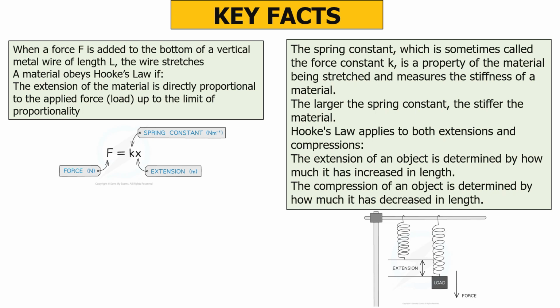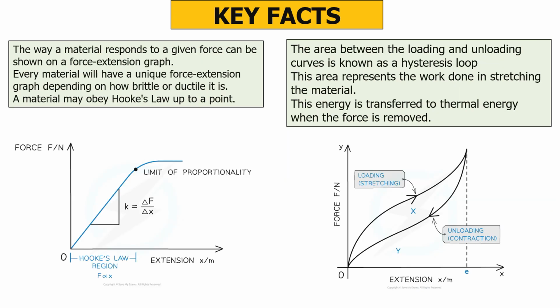The extension of an object is determined by how much it has increased in length. The compression of an object is determined by how much it has decreased in length. Now, the way a material responds to a given force can be shown on a force extension graph. Every material will have a unique force extension graph depending on how brittle or how ductile it is. A material may obey Hooke's law up until a point on your force extension graph. The area between the loading and unloading curves is known as the hysteresis loop. This area represents the work done in stretching a material. This energy is transferred to thermal energy when the force is removed.